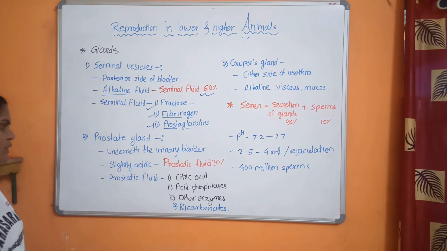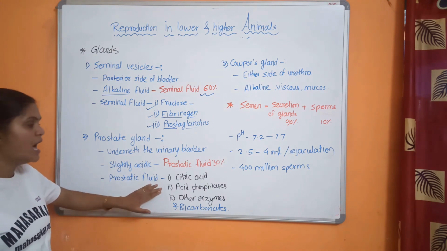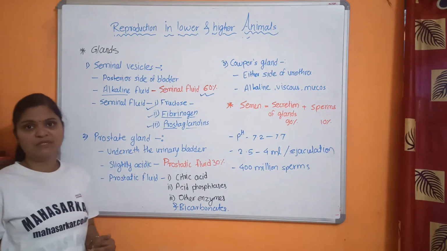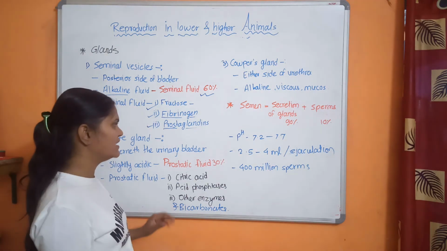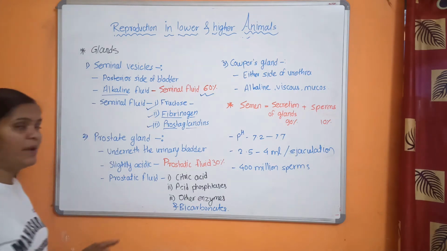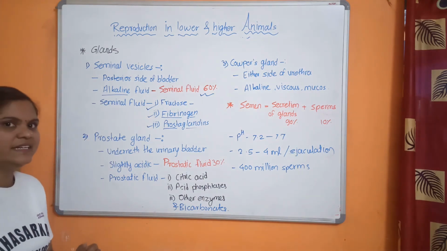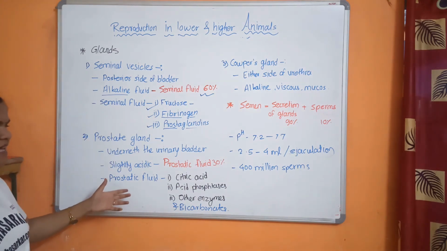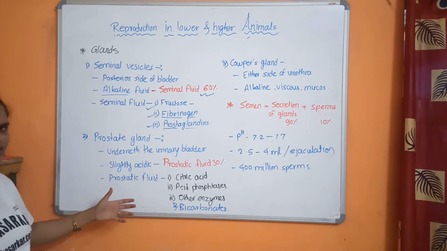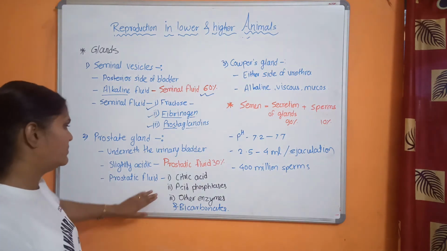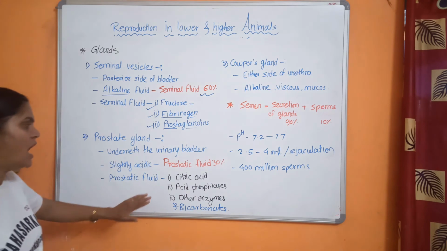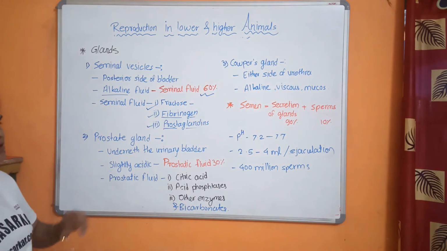Prostatic fluid contains citric acid, acid phosphatases, enzymes and bicarbonates. All these protect semen from the highly acidic condition in the vagina.